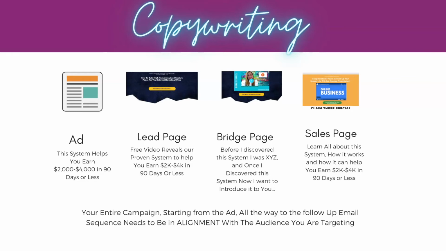So again, your entire campaign, starting from the ad all the way to the follow-up email sequence, needs to be in alignment with the audience you are targeting. So we're adjusting our copy to speak to a make money crowd. So the ad should say something like, this system helps you earn $2,000 to $4,000 in 90 days or less. Now, when they click on that ad and they go to the lead page, now we have compelling copy that's going to arouse curiosity, but it's not going to actually tell them what it is, because at this point of the game, we just want to generate the lead so then we can show them our presentation.